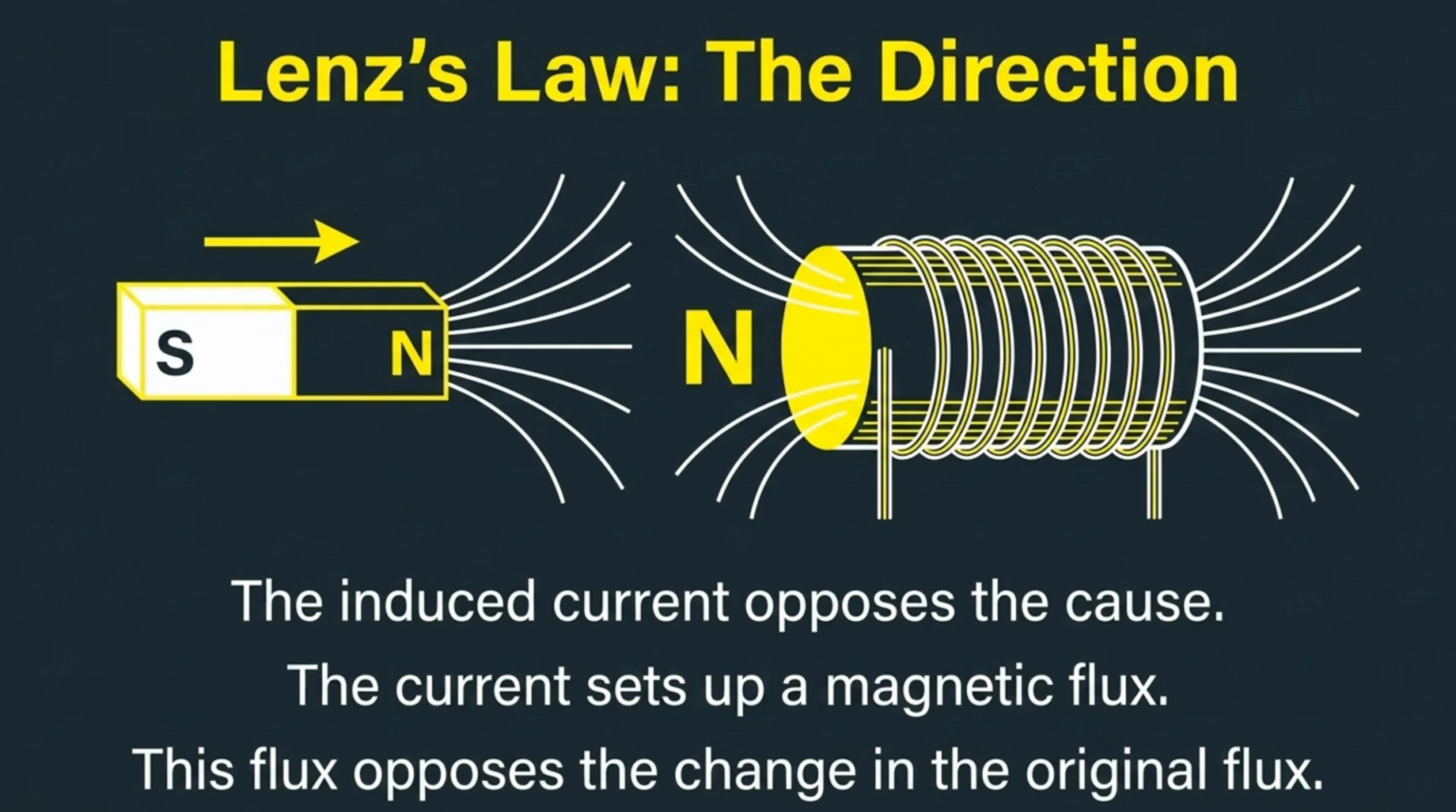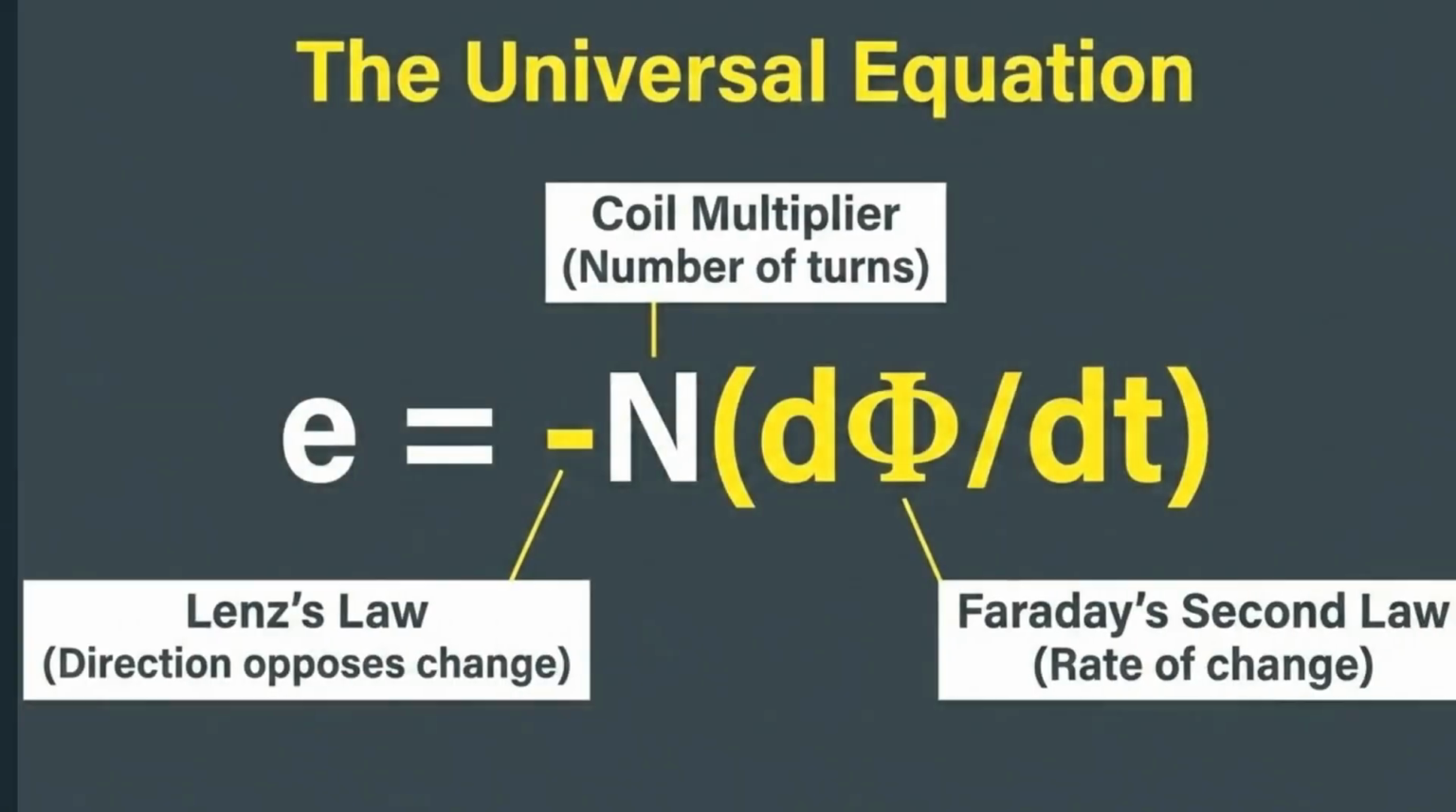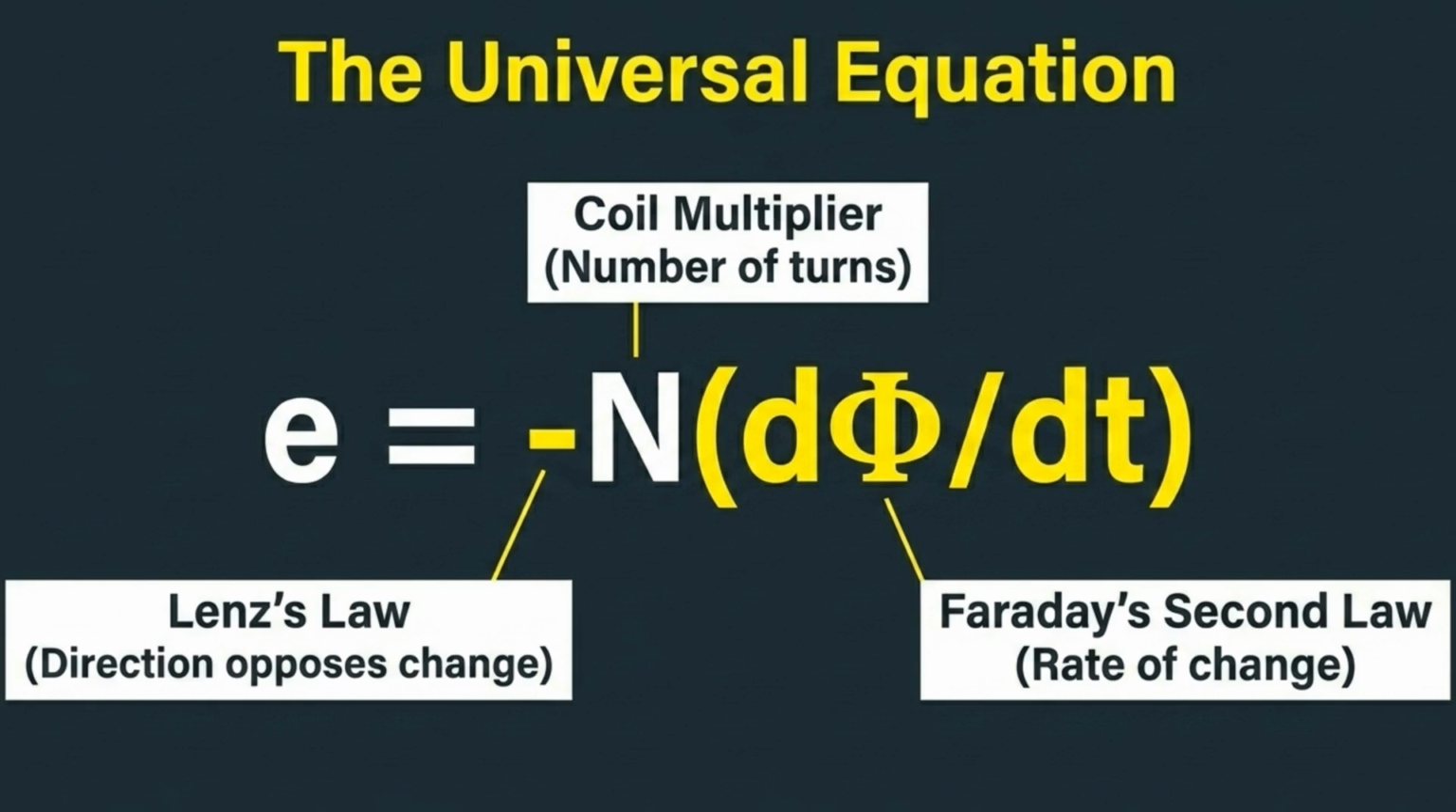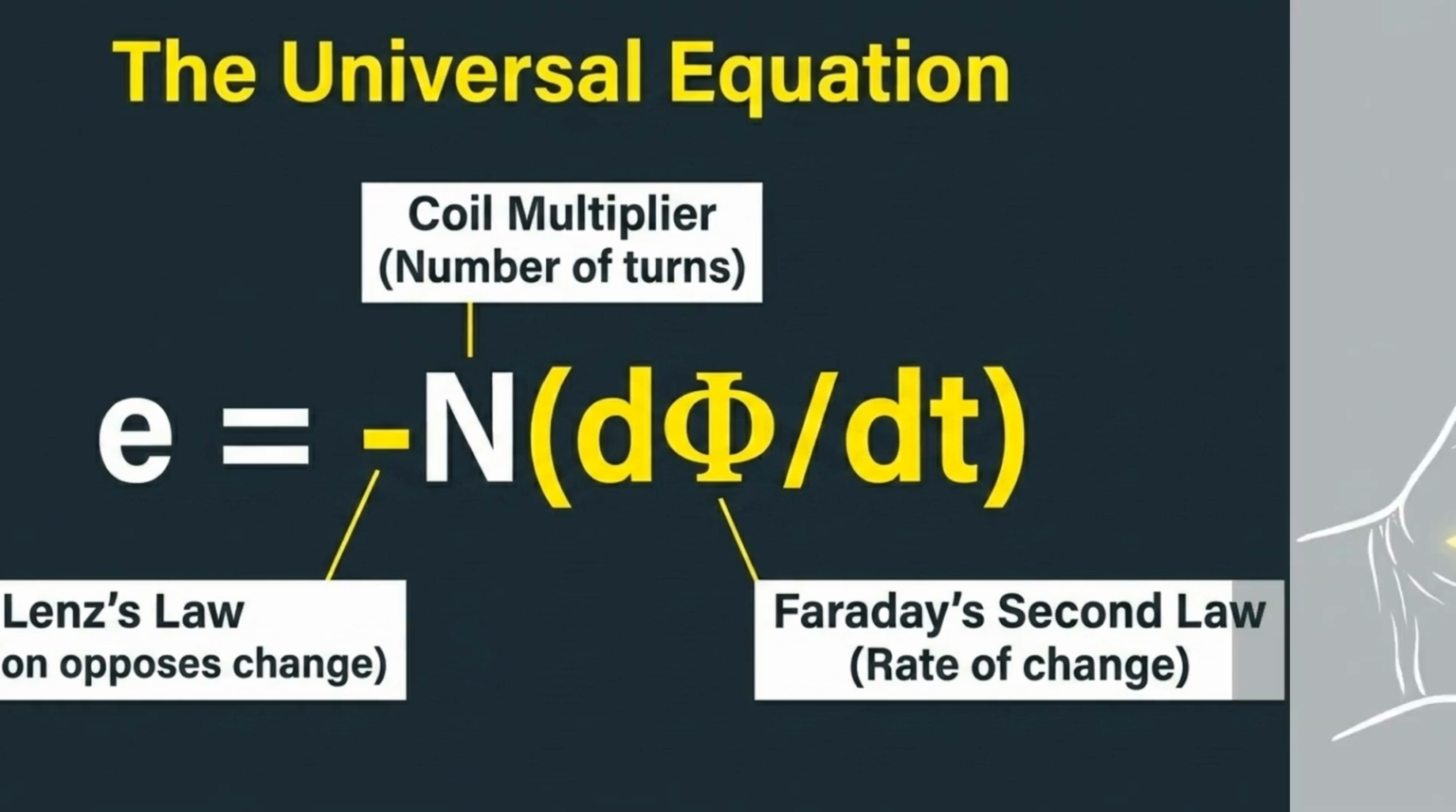Lenz's law tells us about the direction. It states that the induced current will always oppose the cause that created it, generating its own magnetic flux to counteract the original change. Combining these concepts, we get the universal equation for electromagnetic induction. The negative sign represents Lenz's law, indicating the opposition to the initial change in flux.